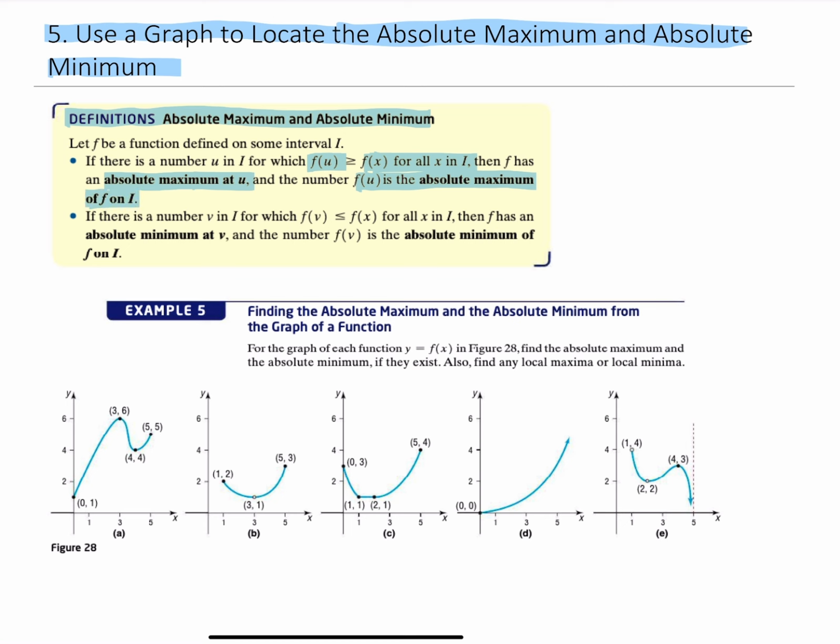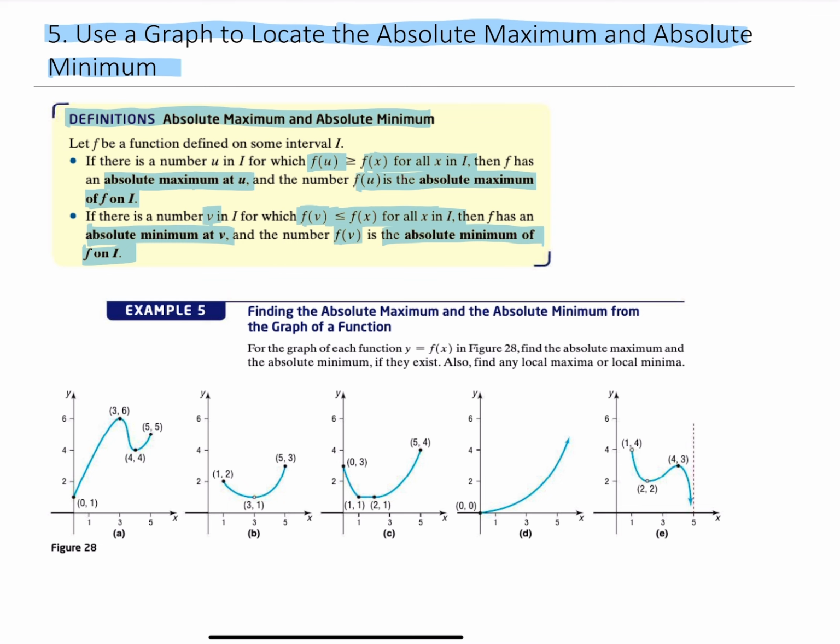And then similarly, if there's some other point, they use a v this time, for which the output, when you plug it in, is less than the output of all other values in that interval. Then we have an absolute minimum at that point, and then this output value is the absolute minimum value on that interval.